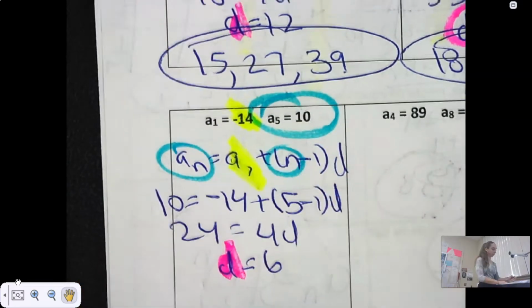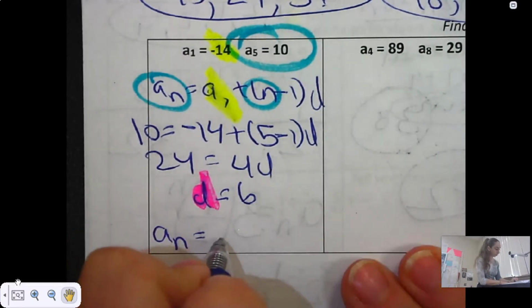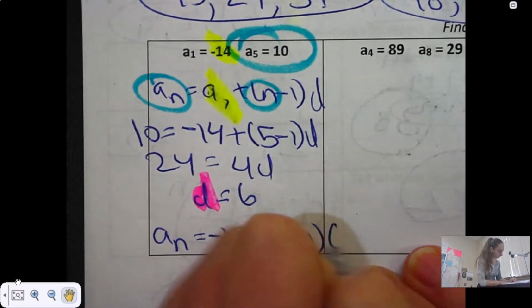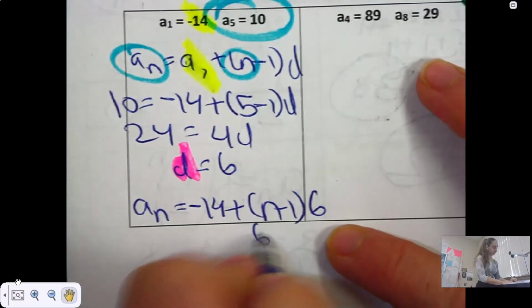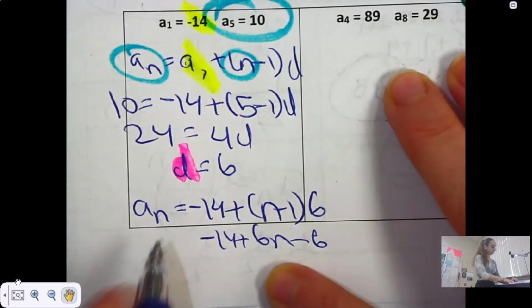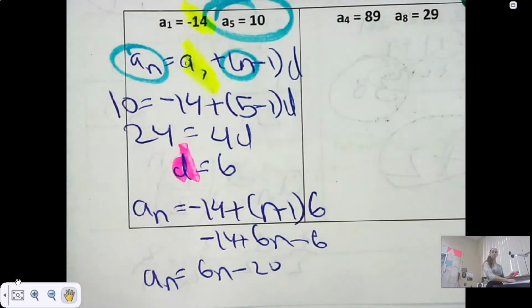I do have my a sub 1. So I can go a sub n equals, using the pattern, negative 14 plus n minus 1 times 6. That's 6n minus 6, negative 14 plus that. So 6n minus 20. The arithmetic pattern is 6n minus 20.